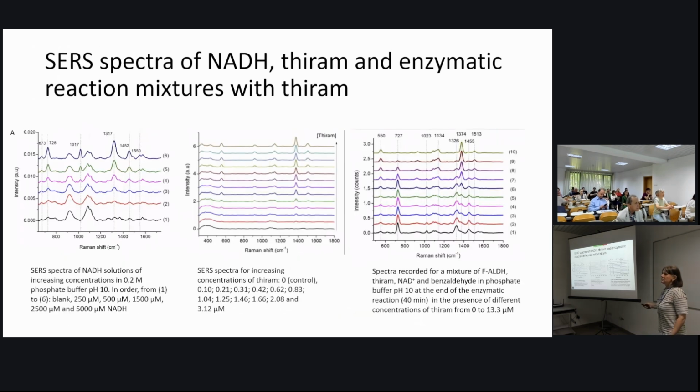Then, okay, since even by SERS it is not very simple, why don't we combine SERS with enzymatic inhibition? First, we analyzed the spectra of NADH, the product of the enzymatic reaction, at different concentrations. These are the spectra of thiram at different concentrations, and these are the spectra of the enzymatic mixture at the end of the enzymatic reaction in the presence of different amounts of thiram. So we can see how the bands are changing. This is for thiram, this is from NADH. So we can see the different ratio according to the different amounts of thiram present in the reaction medium.